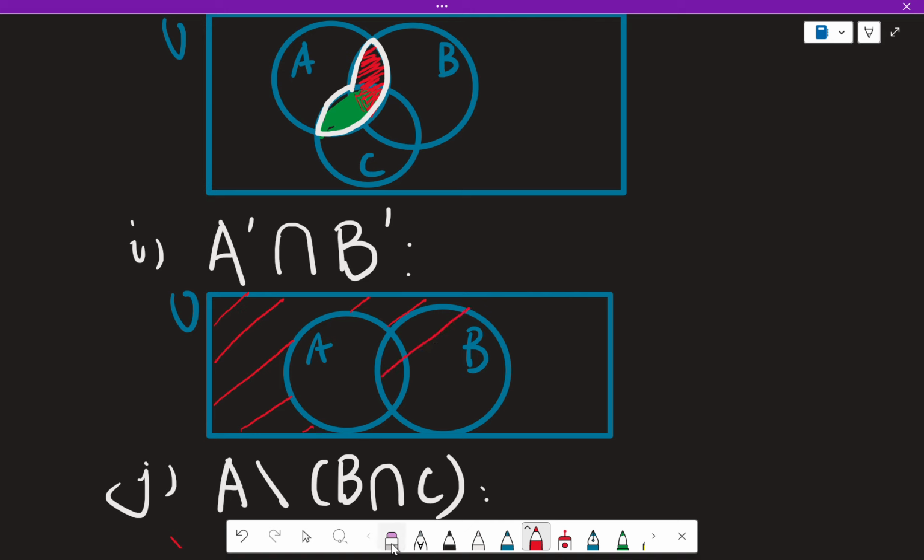We shouldn't include anything in set A. Anything red paint. Next, we want to find what is the complement of B. So anything that is not in B, but in the universal set. So that is essentially anything that is in green paint.